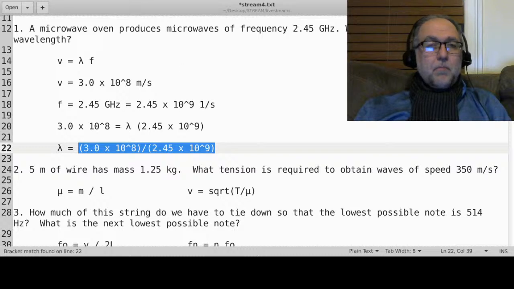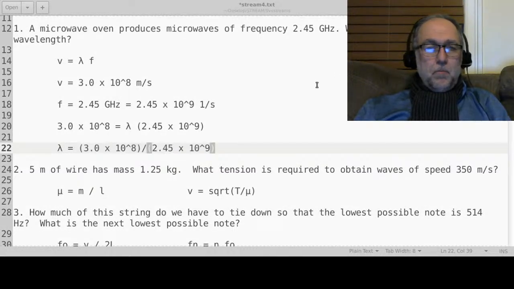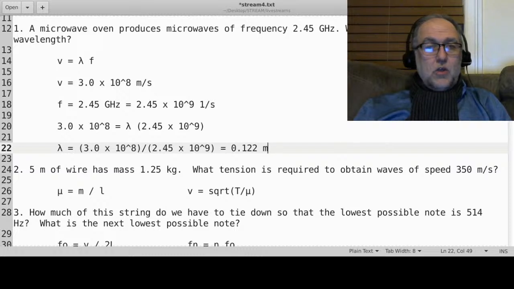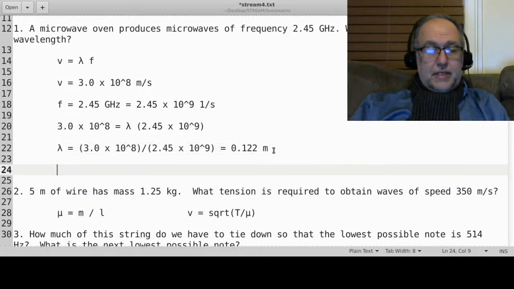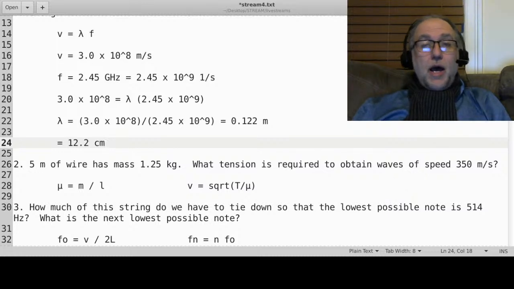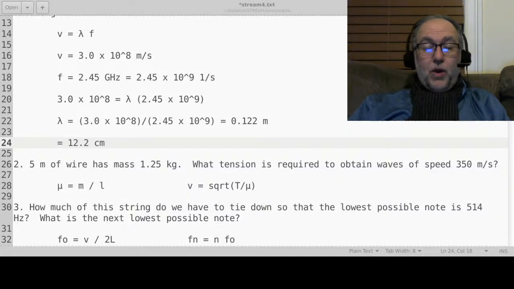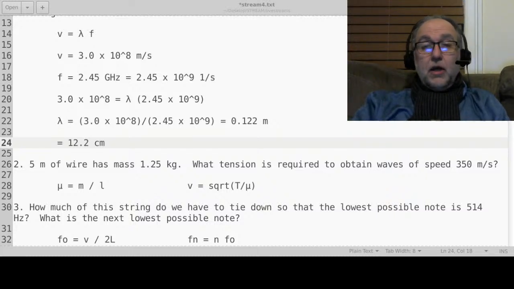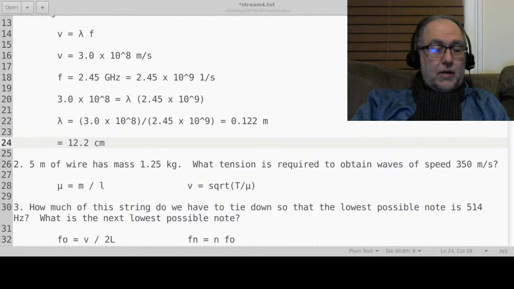And what's that number going to be? Should be a few centimeters. There we go, so there it is, to 3 significant figures. MKS, that's meters, so 0.122 meters. In centimeters, that's going to be 12.2 centimeters. So this is a real number. That means that the microwaves in your microwave oven actually have a wavelength of about 12 centimeters. So there you go.